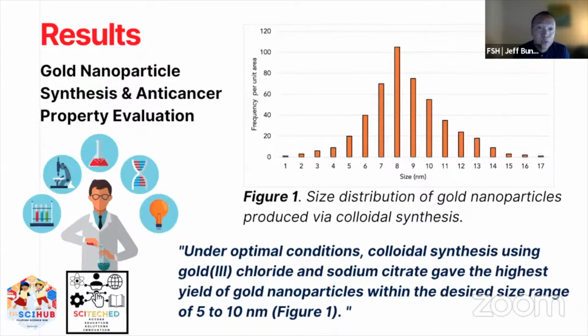So dito, you can also write up a blurb right after your summary saying that under optimal conditions, colloidal synthesis using gold-3 chloride and sodium citrate gave the highest yield of gold nanoparticles within the desired size range of 5 to 10 nanometers. I forgot to mention, or I may have missed out earlier as I was contextualizing the case study, so dito po pala sa ginawa kong example, we're comparing two different methods, hydrothermal and colloidal. And it turns out, colloidal synthesis yung mas optimal. Alright?